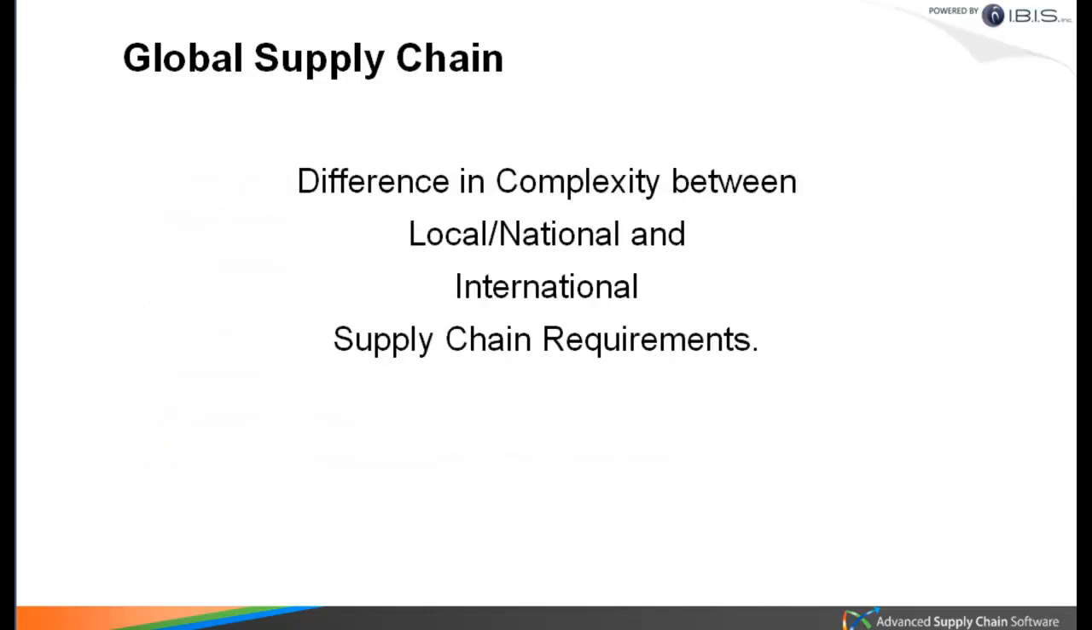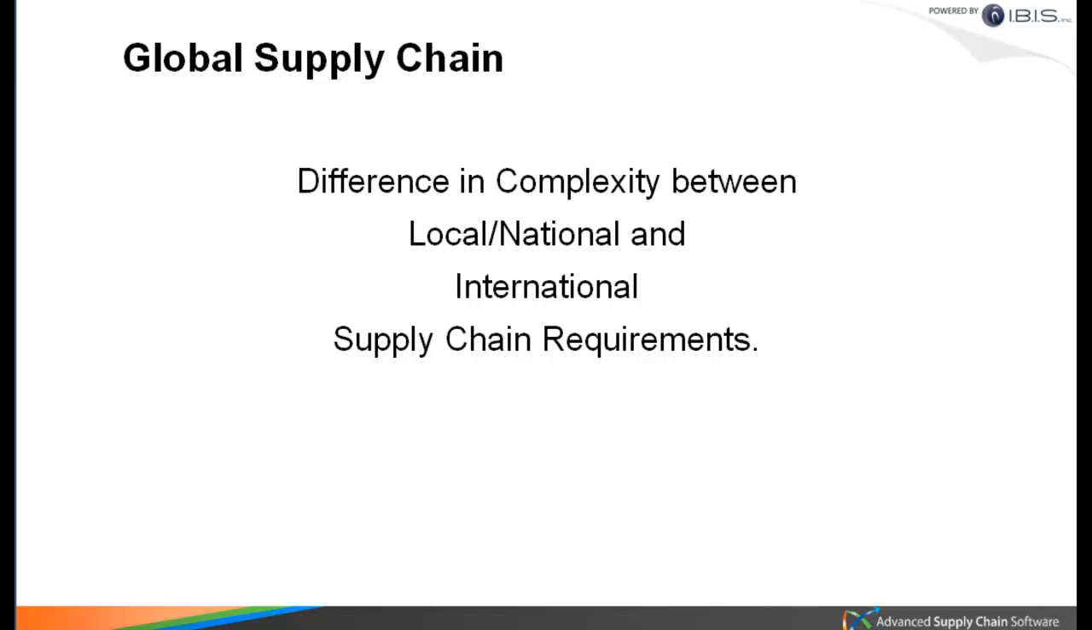On the next slide, we're going to look at the difference in complexity between local, national, and international supply chain requirements. The reason I put local and national together is because local could also be considered part of the same country. So I didn't want to set up a local, then a national, and then an international requirement for your global supply chain. I figured local and national are the same because you don't have to worry about tariffs. Transportation is from the same country. You don't have to worry about going across different borders. And the language is pretty much the same across the same country. So it removes a lot of the global requirements there. So I decided to split it as local and national versus international.